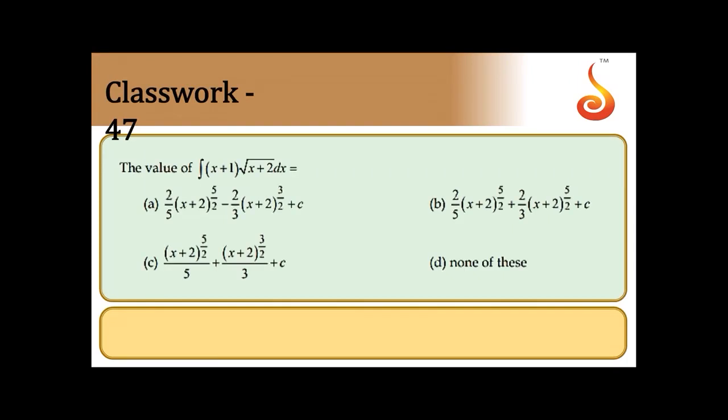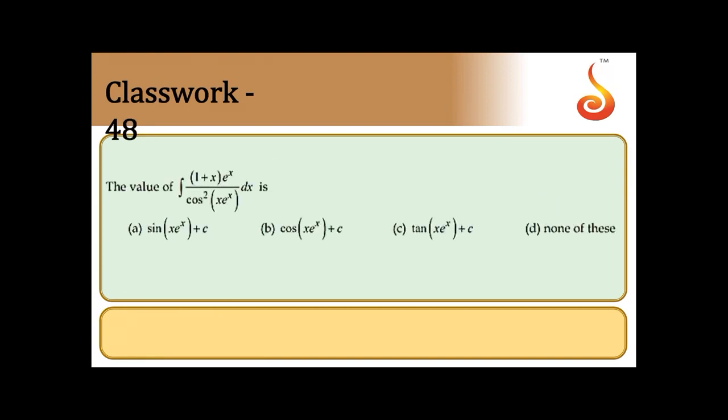Coming to the next one, x plus 1 into root of x plus 2. This can be written as integral x plus 2 minus 1 multiplied by root of x plus 2. And that is nothing but x plus 2 to the power of 3 by 2 minus x plus 2 to the power of half in dx. And of course, this is 2 by 3, and therefore we'll be getting 2 by 5 x to the power of 5 by 2 minus 2 by 3. I think it is the first option answer. So yes, correct: 2 by 5 x plus 2 to the power of 5 by 2 minus 2 by 3 x plus 2 to the power of 3 by 2.